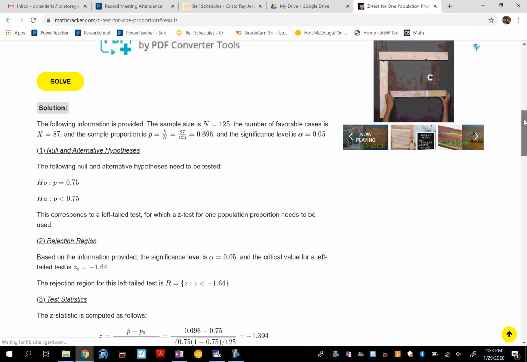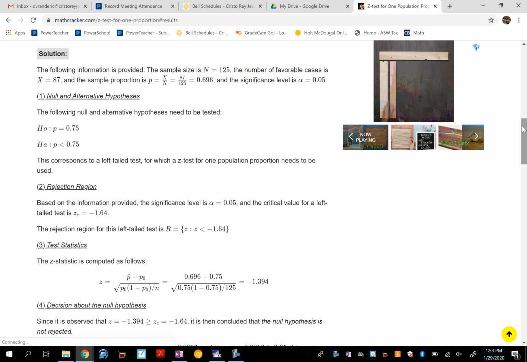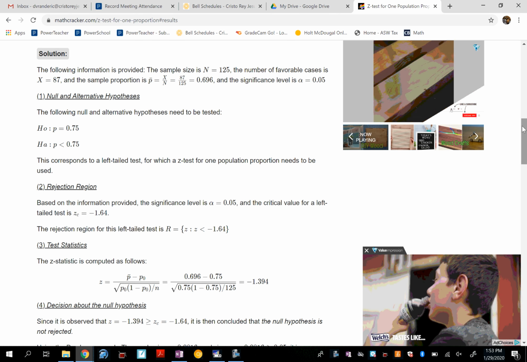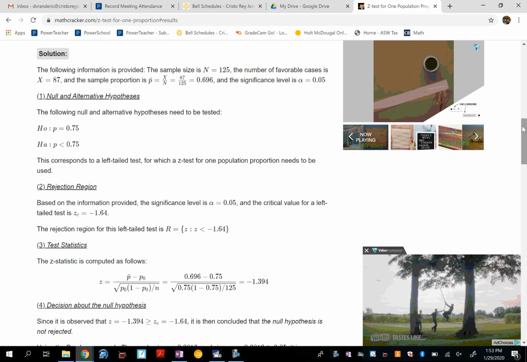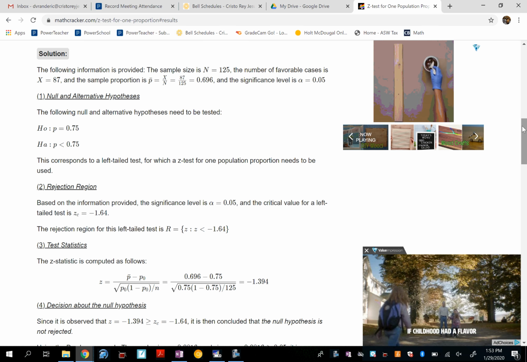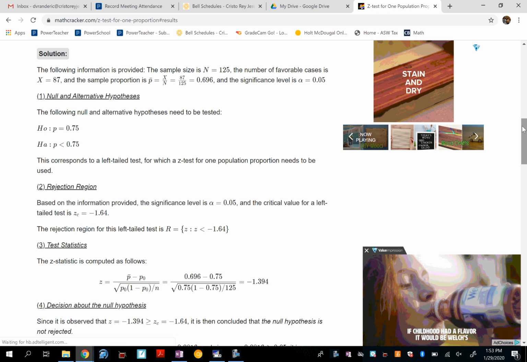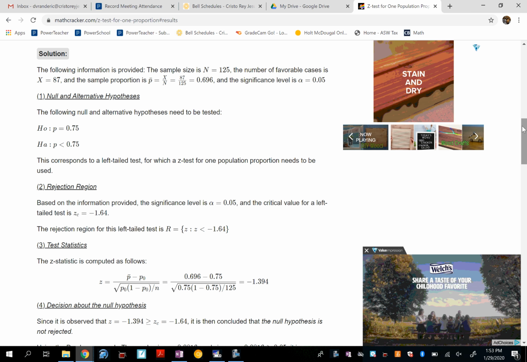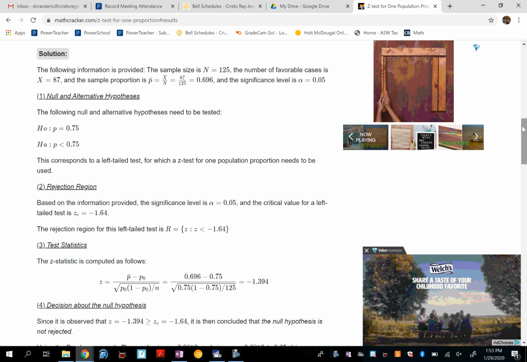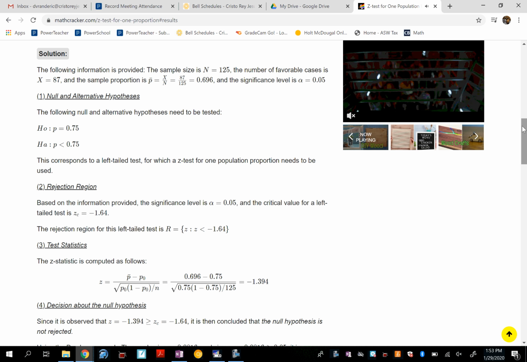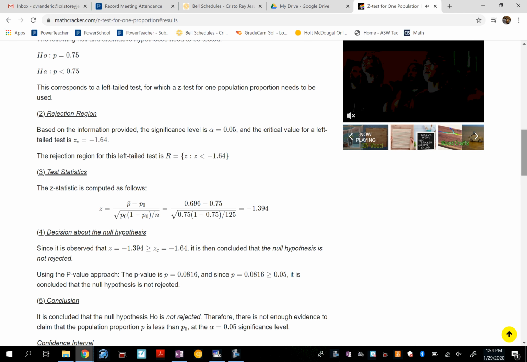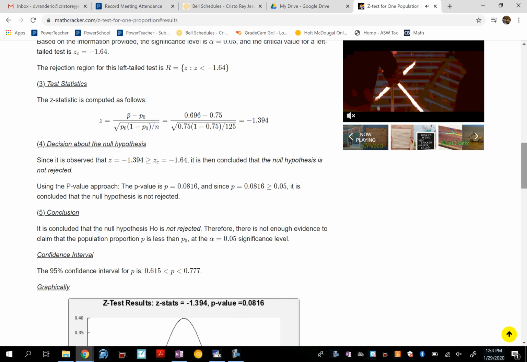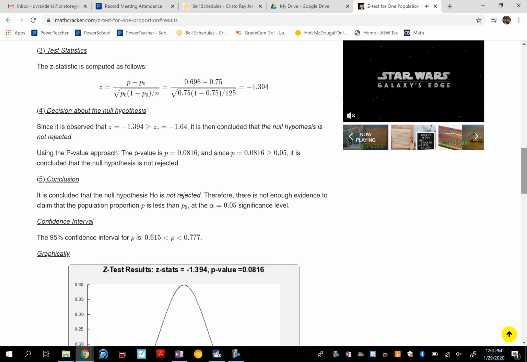Did it right. Okay, so here's the solution. You can see it gives you p hat in the very beginning of the solution. It says the sample proportion is 0.696. We use alpha of 0.05. There's your hypotheses. It's telling you it's a one-tailed test to the left. It gives you some more information. That's not how we do it here. But if you go down to test statistic, you'll confirm that it's negative 1.394.